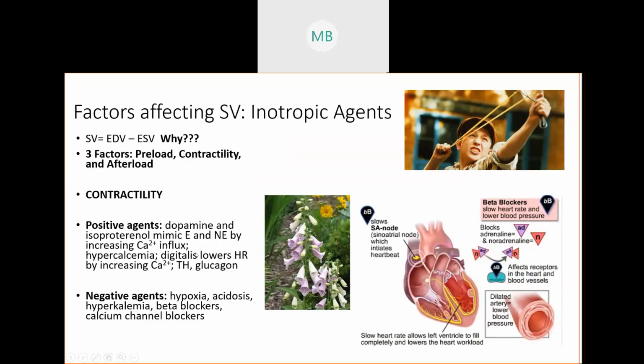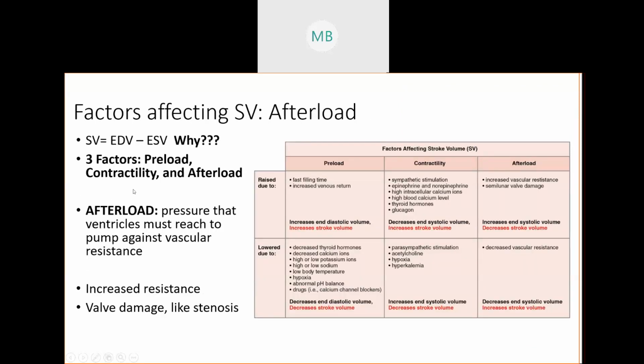And now we're going to talk about things like, hypoxia is also a negative one, right? That's not breathing enough. A bunch of good things. So afterload is the third thing that affects all of this. So afterload is the pressure that must be overcome for ventricles to eject blood. So that is the pressure that has to be overcome as the blood is flowing out of the heart.